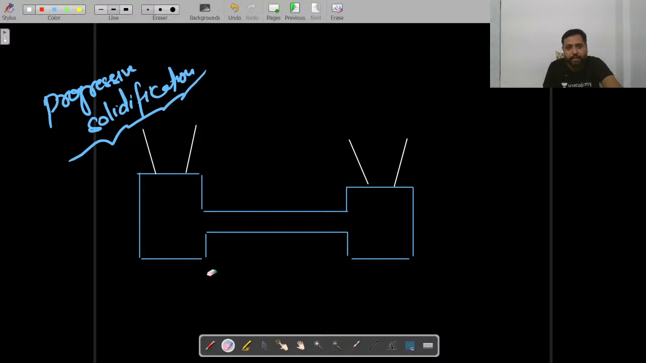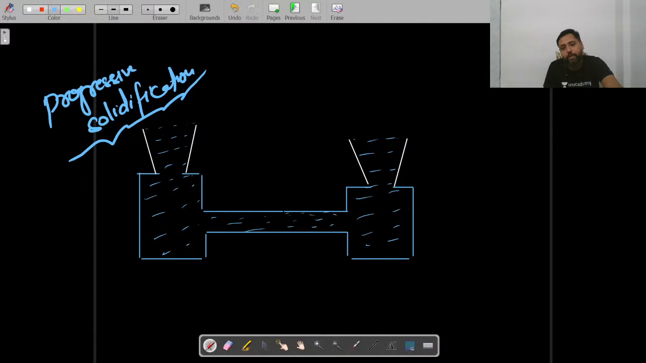The risers have been provided to compensate for the possible shrinkage during the first two stages of solidification, that is from pouring temperature to melting temperature and from melting temperature to freezing temperature. This is all liquid metal here, let us say. Here the volume of the metal is less, this metal section is thin. Now what will happen? Undoubtedly solidification will start here. This will start to solidify from this side, and this from this side. The solidification fronts will move in these directions.